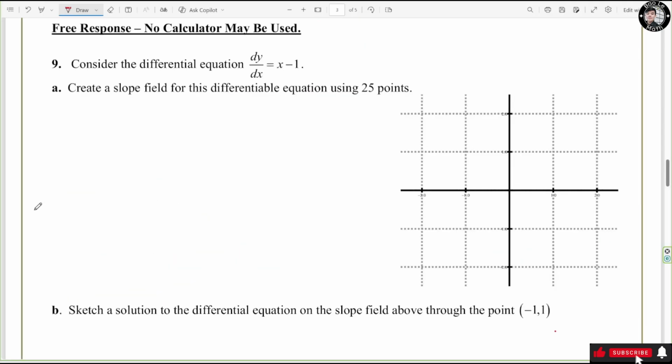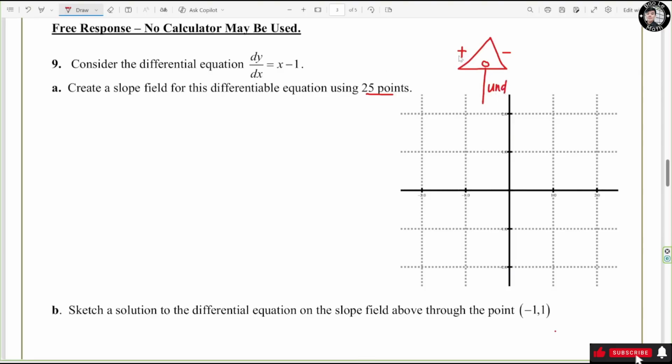Question 9. Consider the differential equation dy over dx equals x minus 1. Create a slope field for this differential equation using 25 points. Now remember, in order to do this question, you need to know the Christmas tree trick. If the line is going up, the slope is positive. If the line is going down, the slope is negative. If the line is horizontal, the slope is 0. If the line is vertical, the slope is undefined.